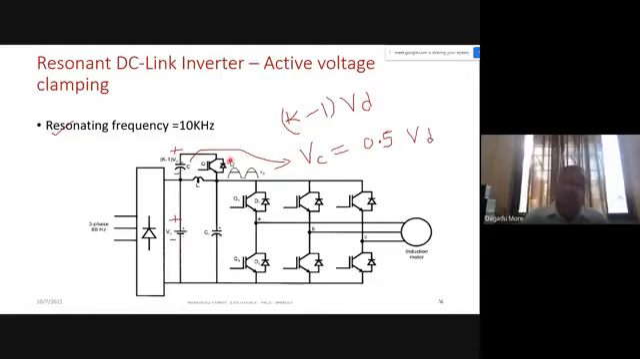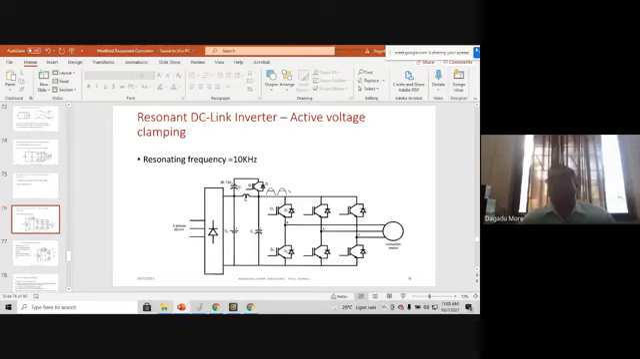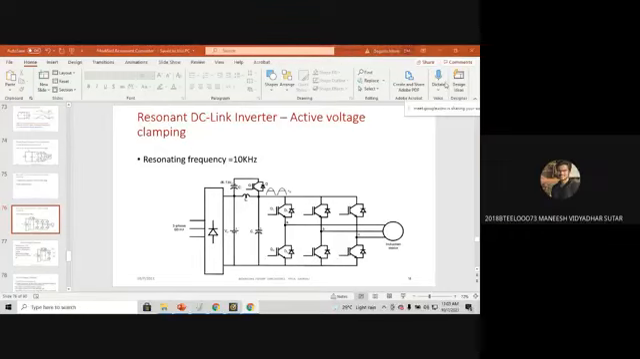Any question? What is the purpose of active clamping? Anybody? It is for protection, sir.